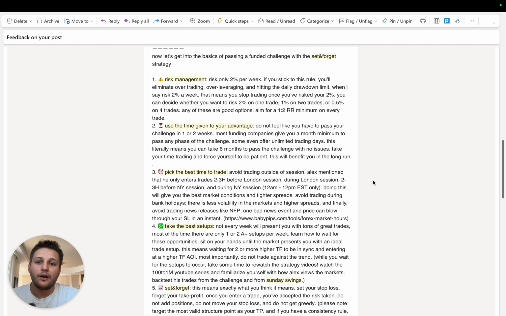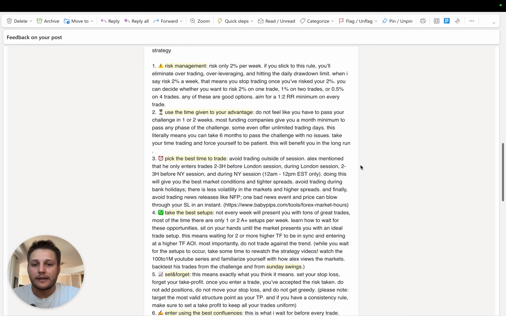Now, kind of piggybacking on that, if you're risking less, you get to prolong how much time you have to do your account. So you can lose a few trades in one week and then come back the next week and make up for it. However, if you don't take advantage of all of this time they give you, you're not going to pass your account at all. So you have to take things slow. You have to take things easy and be consistent with the way that you trade.